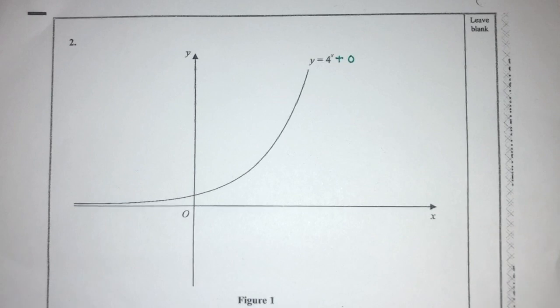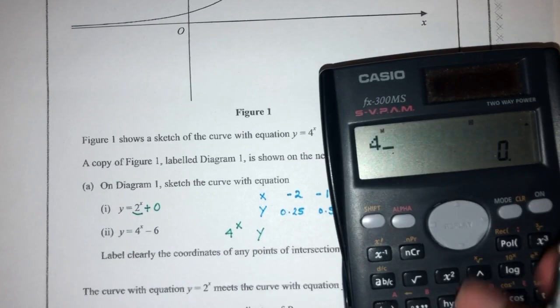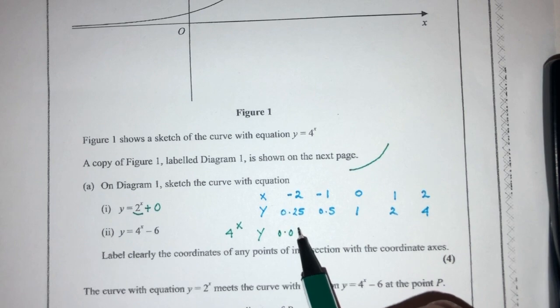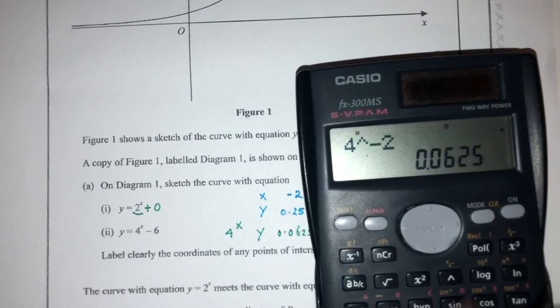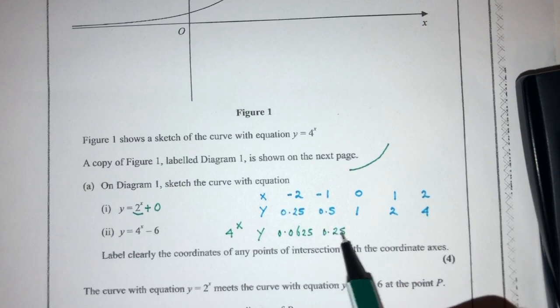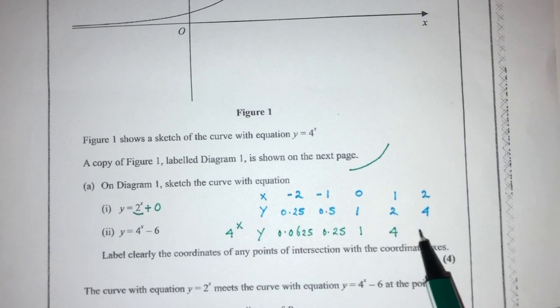So I just want to know so I can draw the curve accurately to get my full marks, right? So let's do that. That'd be 4 power -2, that will be 0.0625. 4 power -1 will be 0.25. That will be 1. And 4 power 1 will be 4, and that will be 16.